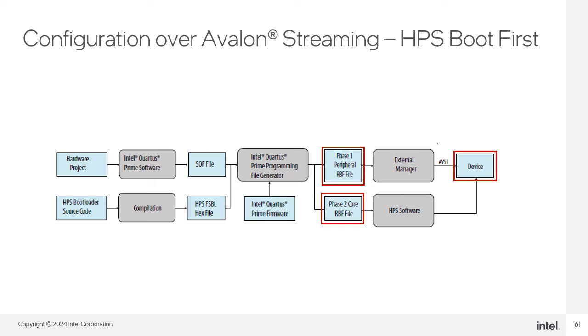The FPGA device needs to have its MSEL pins in the AVST mode, then power up, power cycle, or toggle nCONFIG on the device. Use an external initiator connected over AVST to configure the device using the Phase 1 bitstream. HPS software starts running, beginning with the HPS FSBL. Later, HPS software configures the FPGA fabric by using the Phase 2 core RBF bitstream.